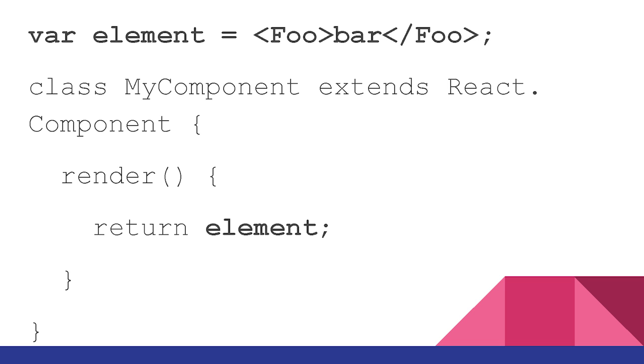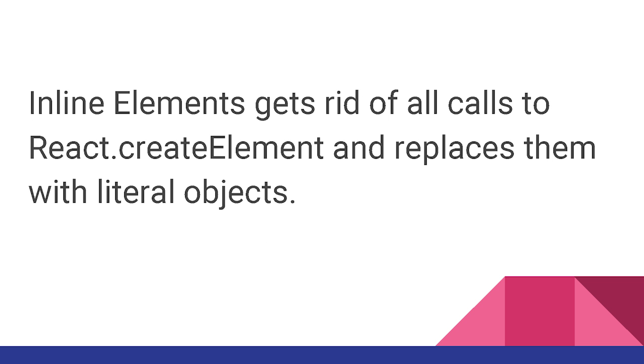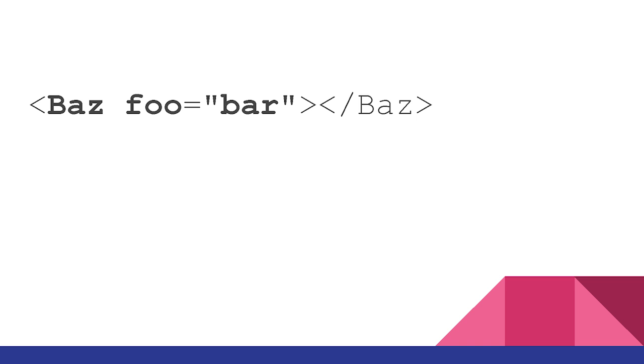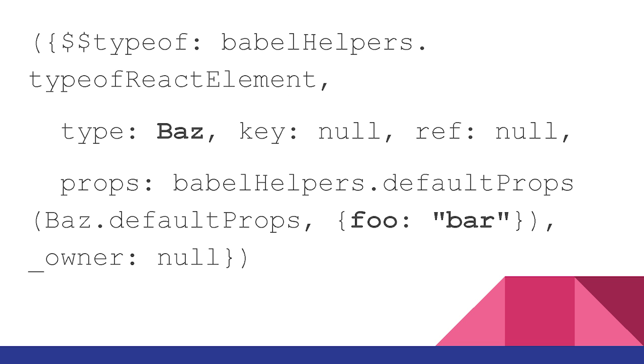Now it isn't. The inline element transform actually takes JSX, and JSX normally transforms into the call React create element at runtime. What the inline transform does is it actually does that call essentially at build time and replaces your JSX with the object that would have been the result of React create element. As an example, the inline transform would find that and replace it with this crazy hell of objects that you don't want to see, but luckily you don't have to.